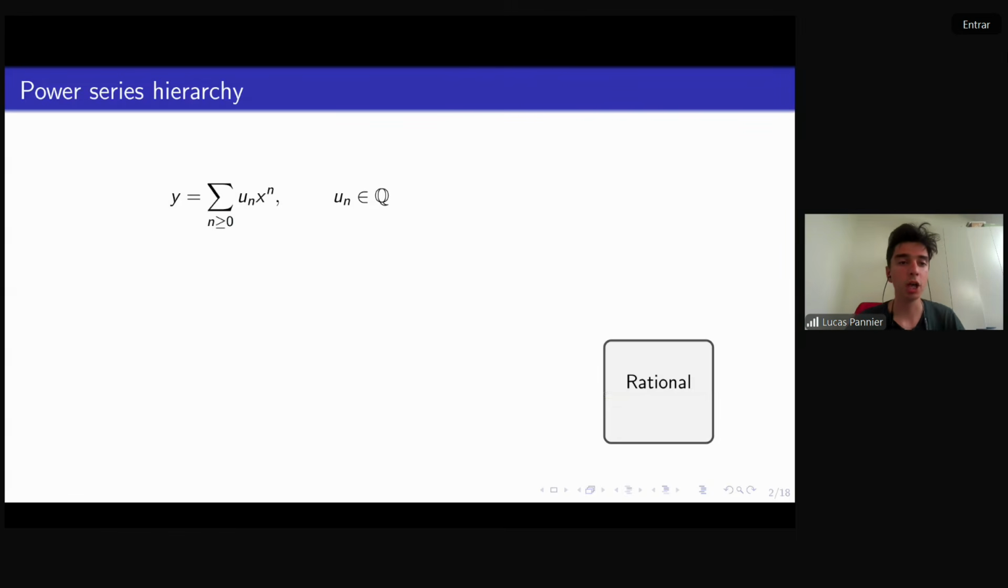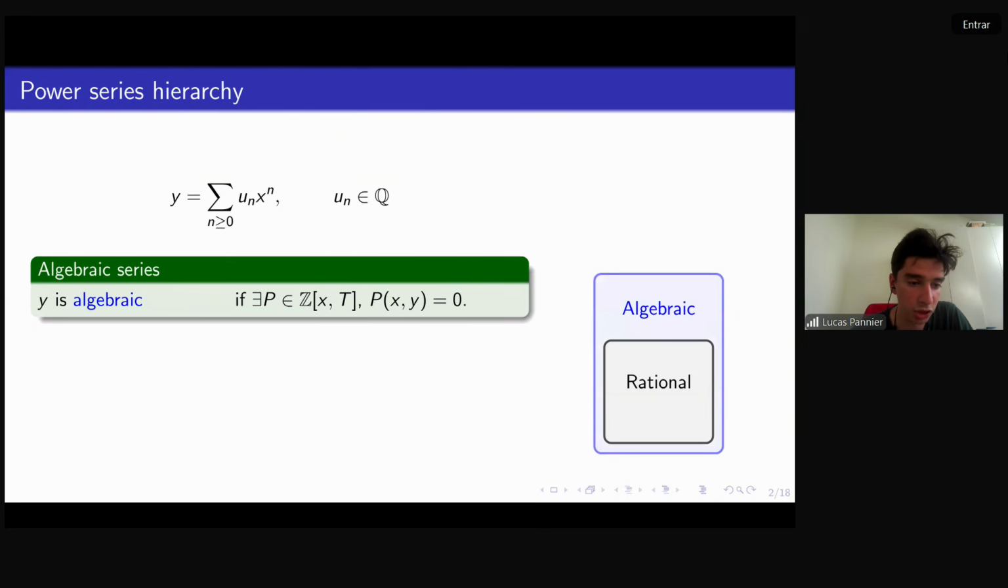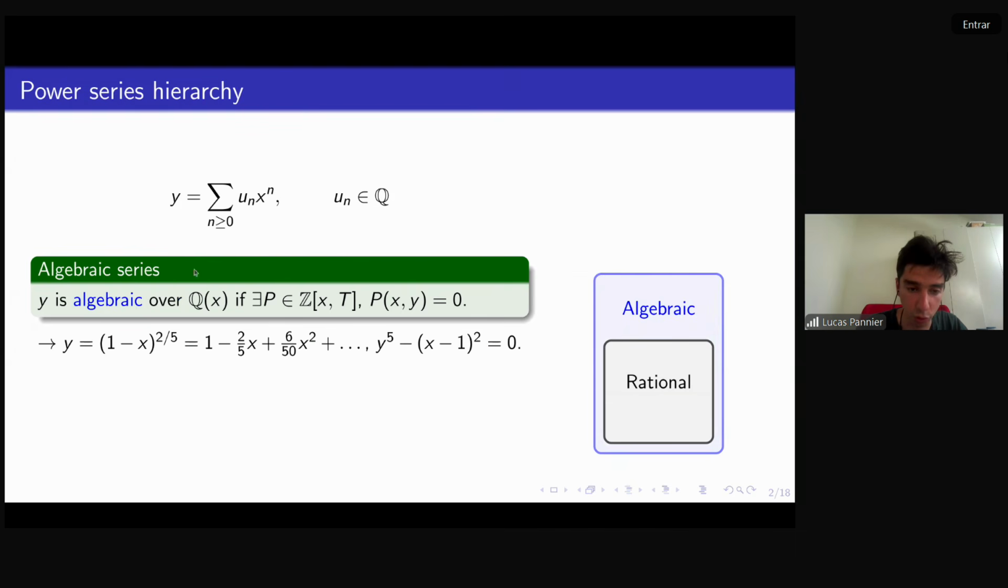So let me just start by stating a few definitions about power series. We are interested in some properties that can be satisfied by power series. Namely, the first one is that power series can be algebraic. This is if it satisfies a polynomial equation with integer coefficients, polynomial in x. And we will say in this case that the power series is algebraic over Q(x).